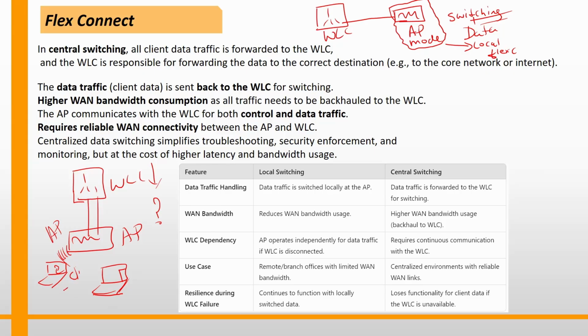First thing is it will get the IP address. Second thing is it will authenticate, right? So who is going to authenticate? Who is going to get the IP address? How does the client know what IP address it needs to get? That is through the WLC.